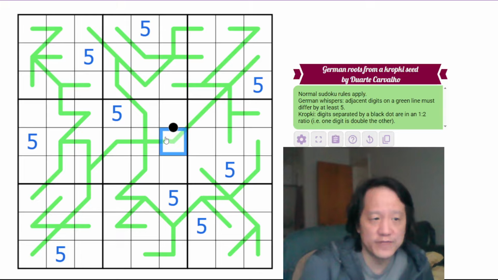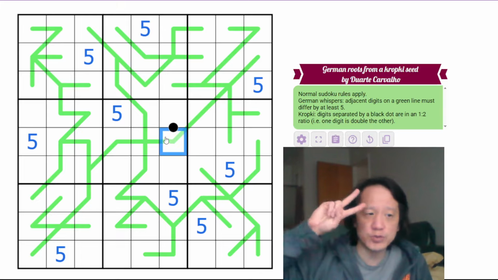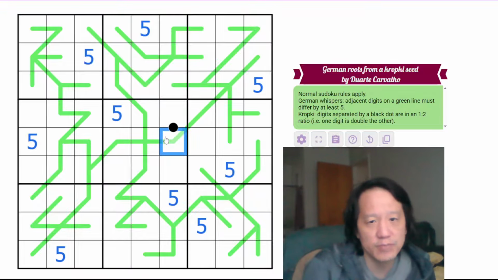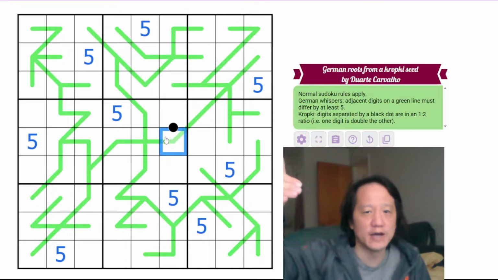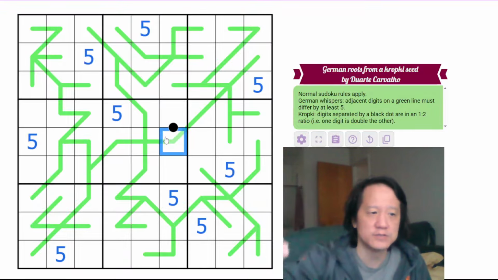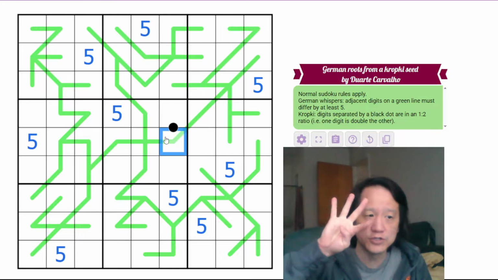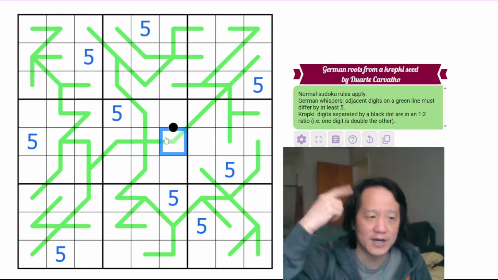So on a whisper 5 line, you'll always alternate between low digits, which are 1 through 4, and high digits, which are 6 through 9. Because the furthest one out, 1, has to be next to 6 through 9. 2 obviously is next to 7 through 9. 3 is next to 8 or 9. And 4 can be next to 9. So next to a low digit, which is 1 through 4, you're guaranteed to have a high digit.